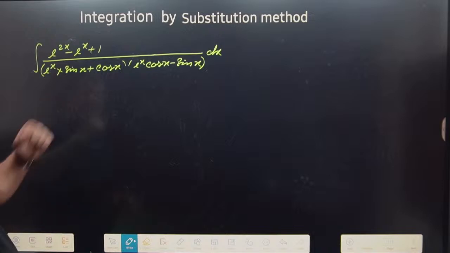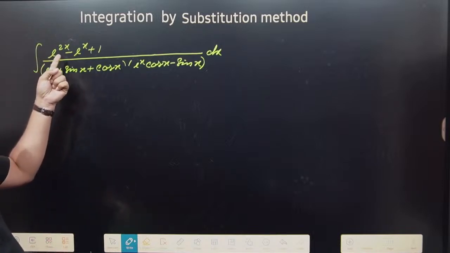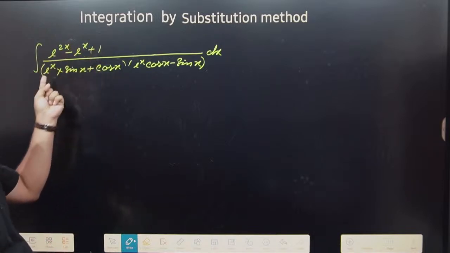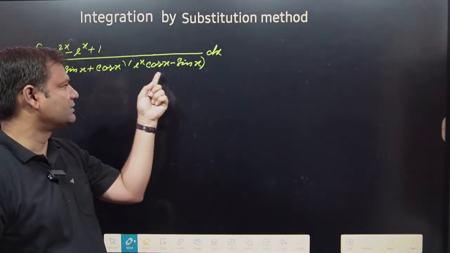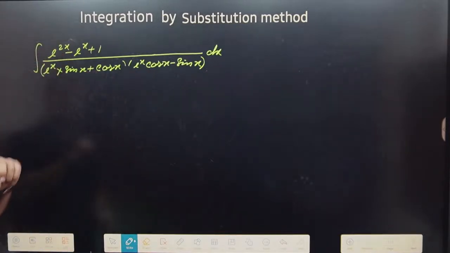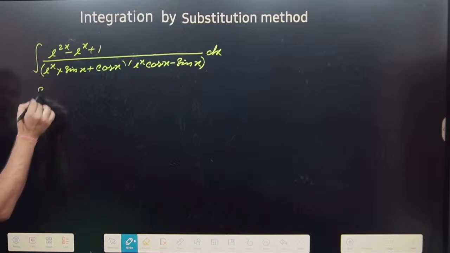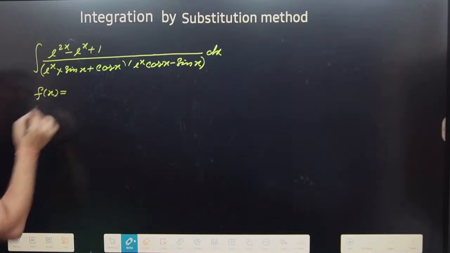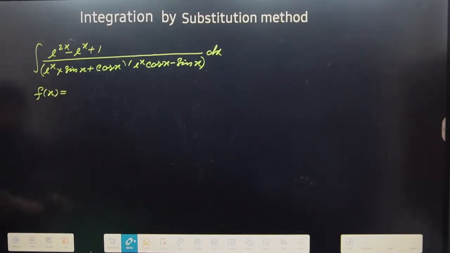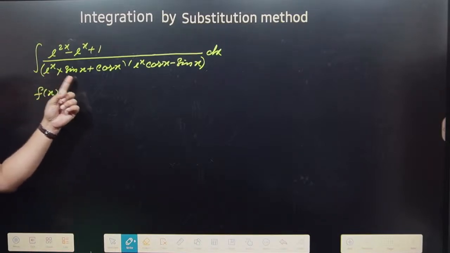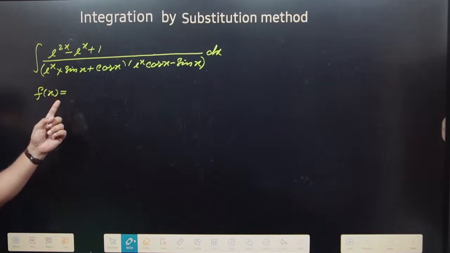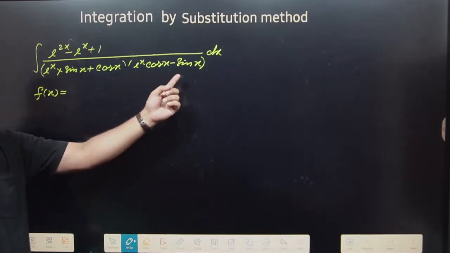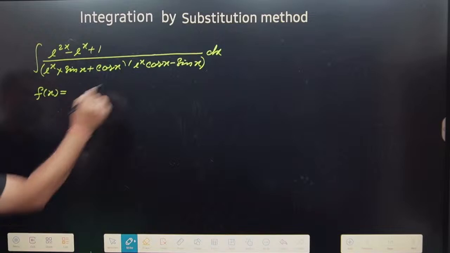Now this one is a very challenging problem. Here e to power 2x minus e to power x plus 1 divided by e to power x into sin x plus cos x, and here e to power x into cos x minus sin x. Now look, f of x will be equal to, if you consider this one, e to power x into sin x plus cos x, that is f of x, and this one we consider g of x.